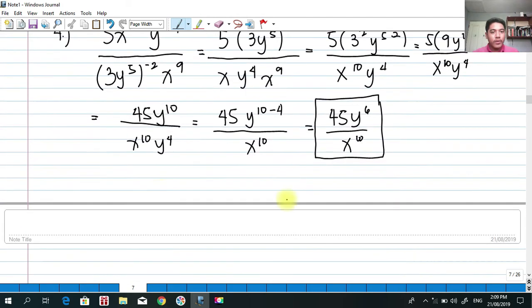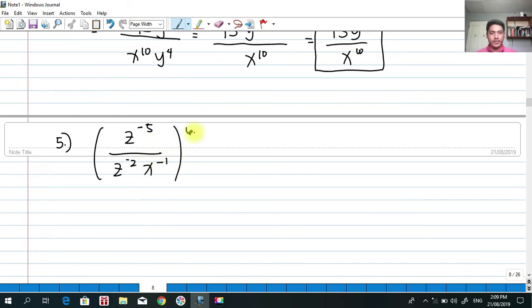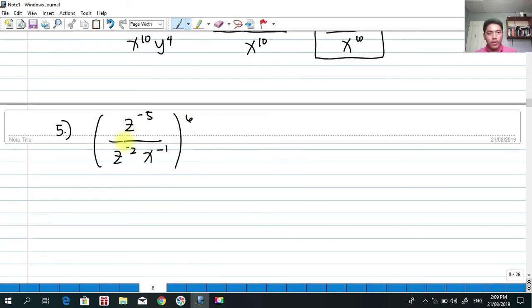Okay, let's proceed to another one. I have two problems left. So we have here z raised to negative 5 over z raised to negative 2, x raised to negative 1, and we have it raised to 6. What we are going to do here is that we cannot simply bring down this one and bring up this. So we first have to distribute this exponent inside.